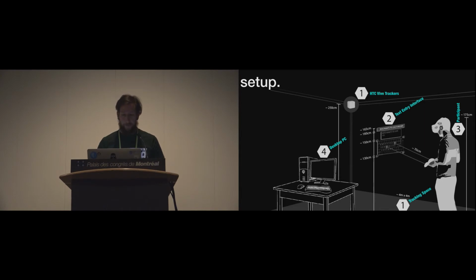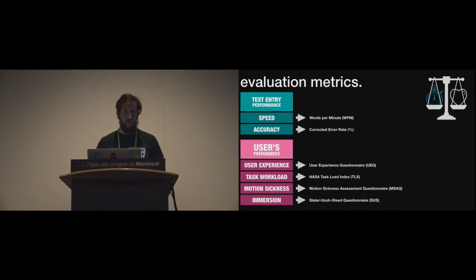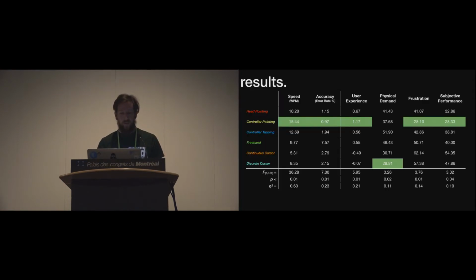controlling the experiment. Based on the criteria I showed you before, we have the evaluation metrics. We use the words per minute metric for measuring speed, corrected error rate for accuracy, and finally user preference. We use the UEQ questionnaire for user experience, the NASA task load index for task workload, the motion sickness assessment questionnaire for motion sickness, and the SUS questionnaire for usability.